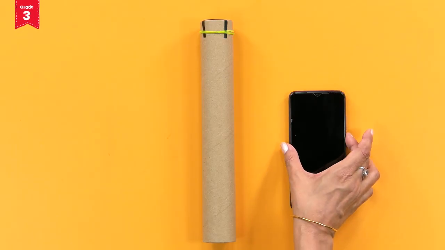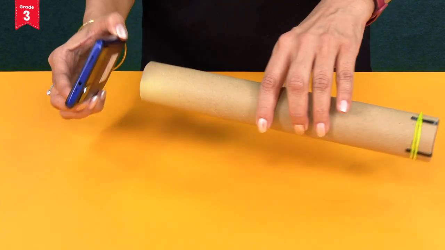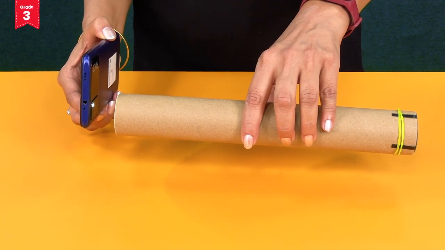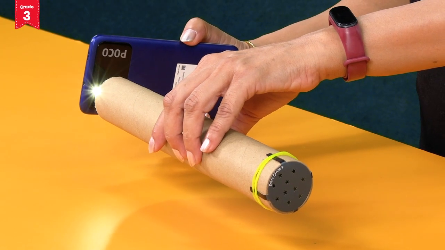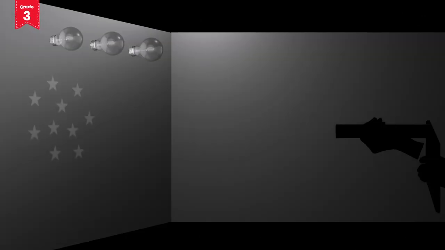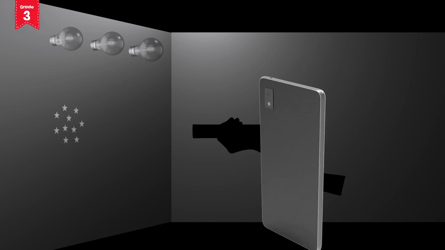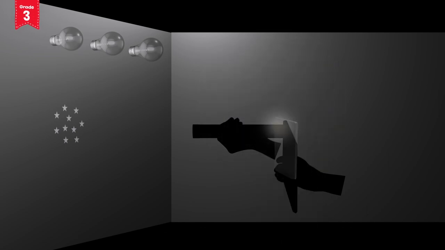Now turn on the mobile phone's flashlight and place it on the open end of the cardboard cylinder. The light should go inside the cylinder. Switch off the room lights to make it considerably dark. Project the star circle side onto a plain surface or whitish wall while the mobile phone's flashlight is on. What do you observe? You will see stars on the wall or the surface.